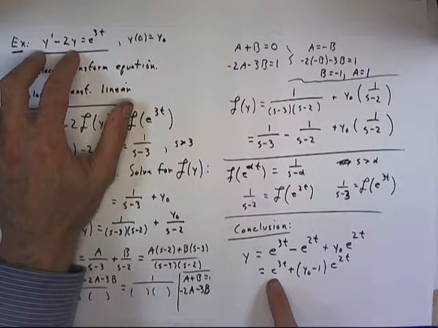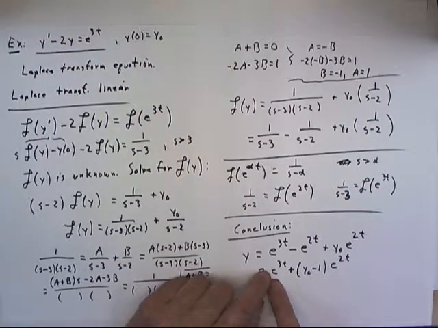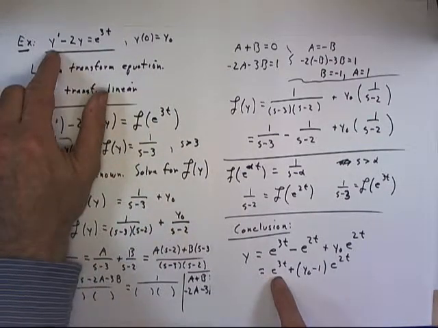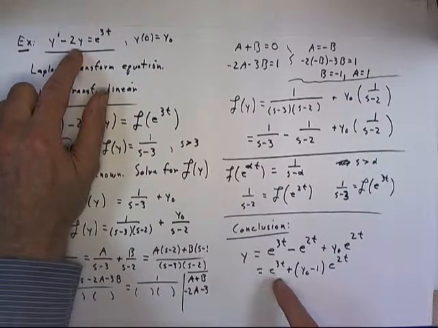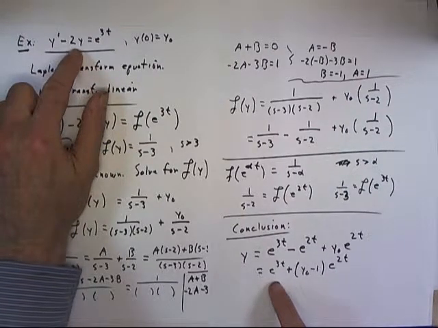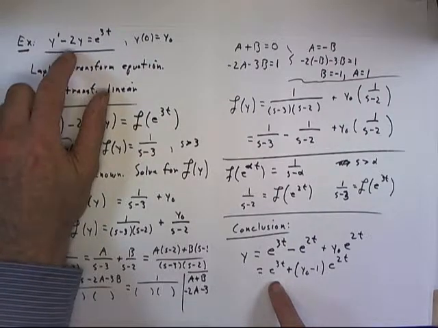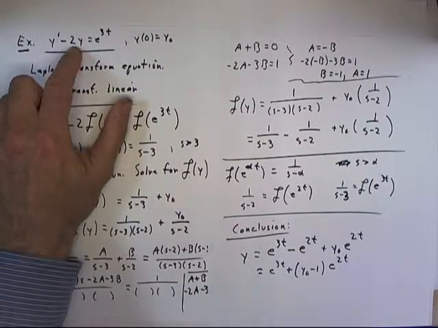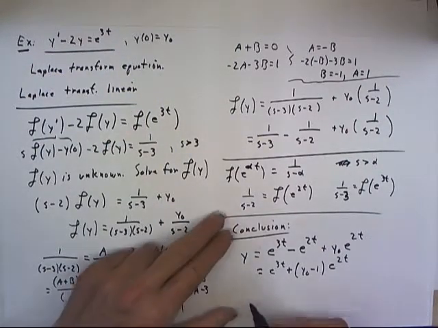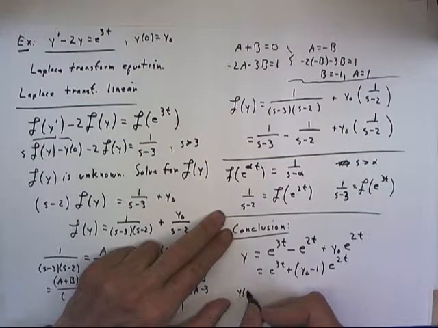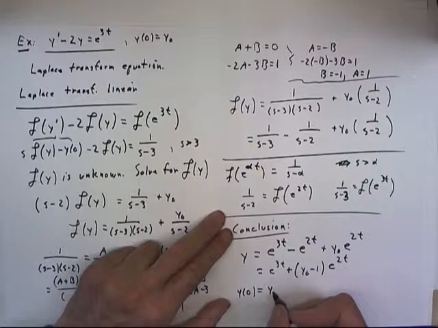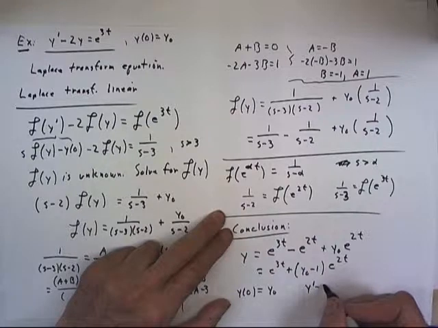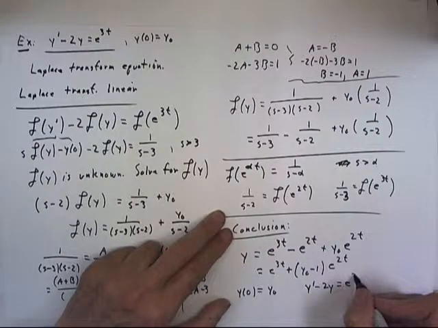What about e to the 3t? Well, if y is e to the 3t, y prime would be 3e to the 3t. So we'd have 3e to the 3t minus 2 times e to the 3t. Saying it wrong. 3e to the 3t minus 2e to the 3t equals e to the 3t. So y of 0 equals y naught, and y prime minus 2y equals e to the 3t.